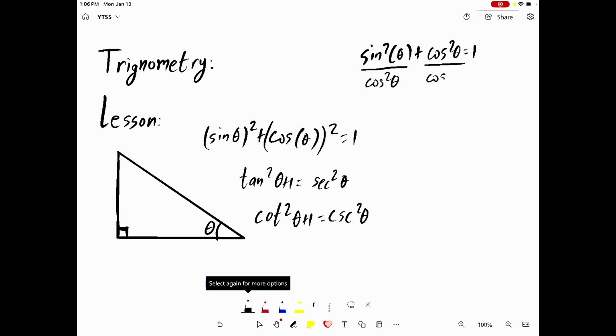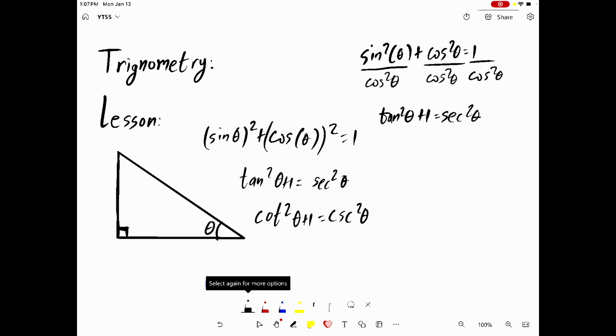So, what happens when you do that is that sine squared theta over cosine squared theta is sine theta over cosine theta whole squared, which is tangent squared theta. Cosine squared theta divided by cosine squared theta is equal to 1, so plus 1. And 1 divided by cosine squared theta is secant squared theta. And that's the formula, and that's an identity.